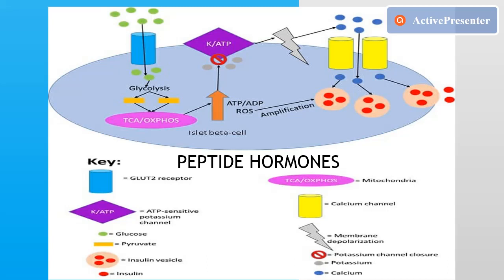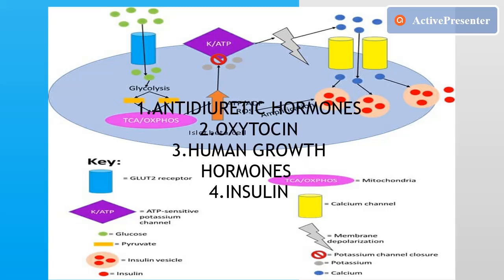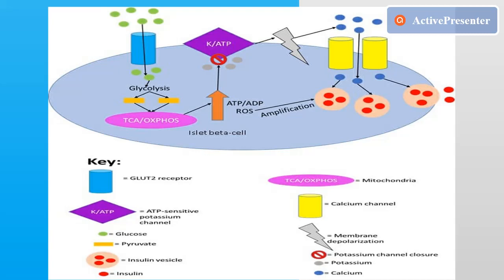Next is peptide hormones. Peptide hormones and protein hormones are amino acid polymers. The smaller peptide hormones consist of chains of 3 to 49 amino acids. The larger protein hormones include 50 to 200 amino acids. Examples of peptide hormones are antidiuretic hormone and oxytocin. Protein hormones include human growth hormone and insulin.